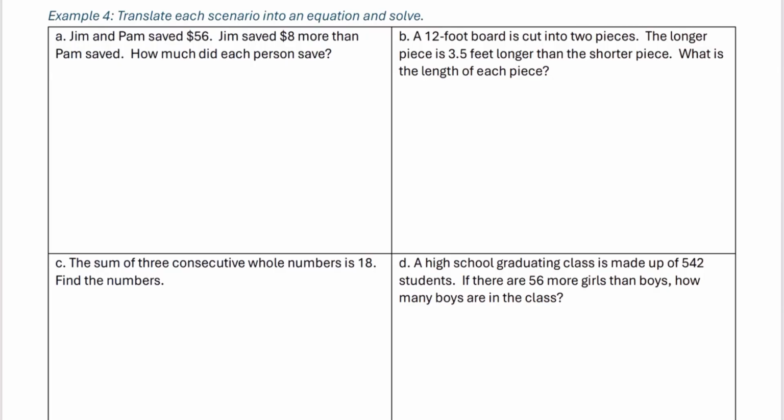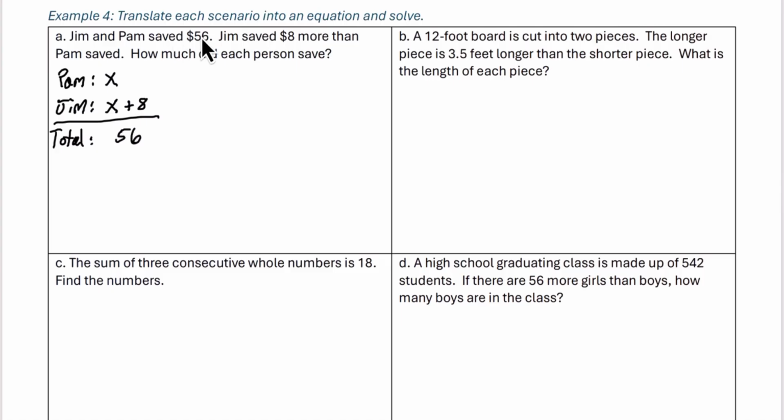But think about, which one do we know absolutely nothing about? Jim we know a tiny bit about. Jim saved 8 more than Pam. But Pam we know absolutely nothing about. So we're going to let Pam be the variable x. We don't know how much Pam saved. Jim we know a tiny bit about. He saved 8 more than Pam. So we can think of Jim as Pam's plus 8. And we know that their total is $56.